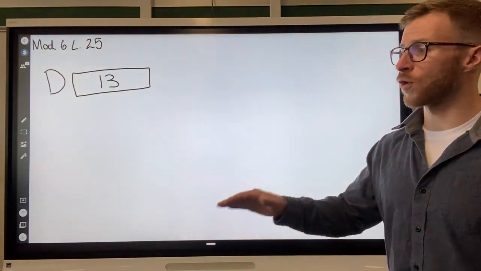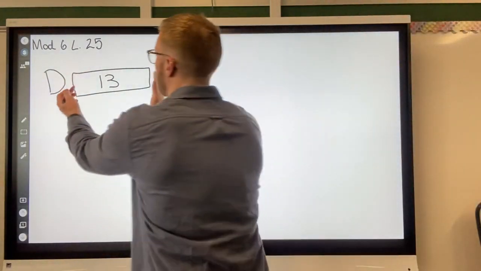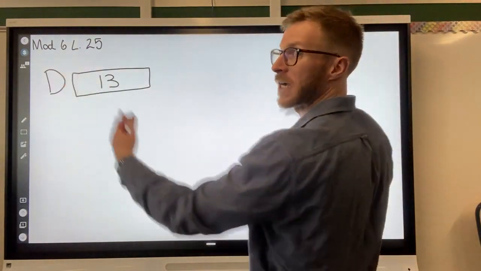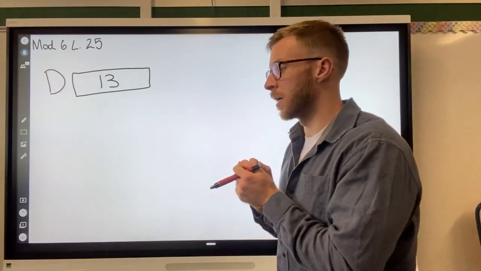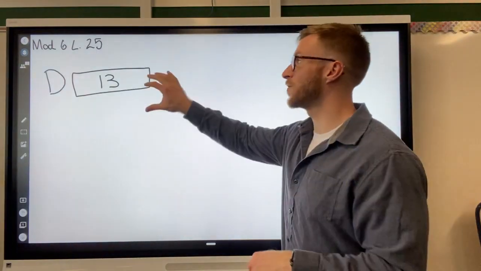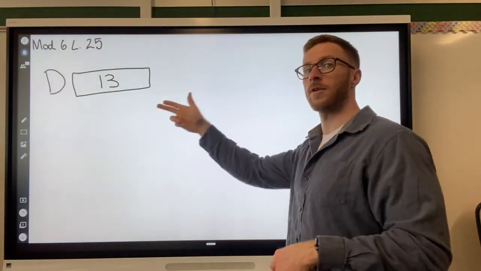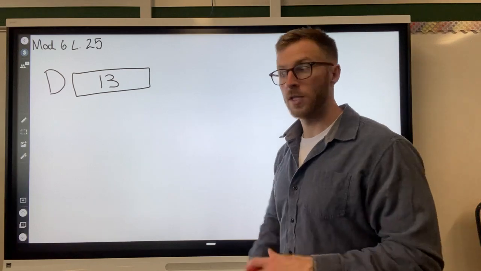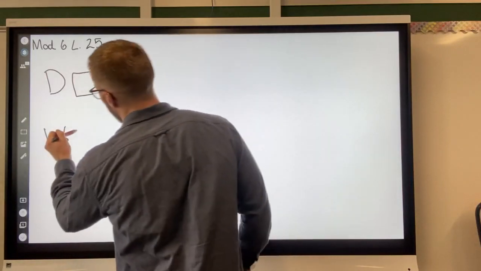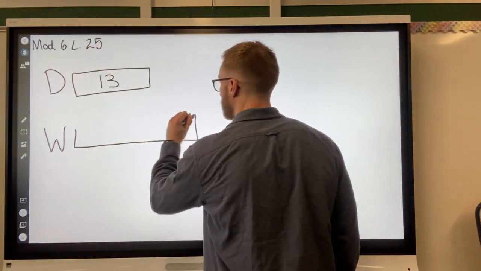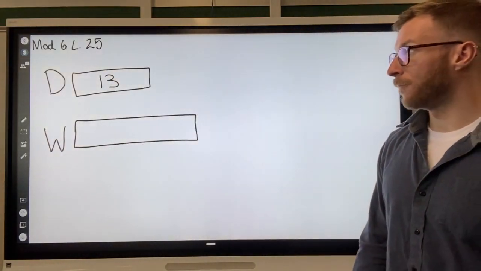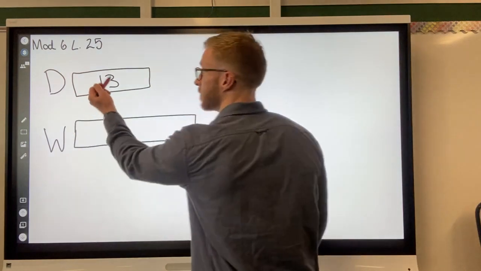Now it says that he has 4 fewer than Willie. So Darnell has the fewer amount. Now if I have more cards than Darnell, I'm going to have a bigger rectangle. If I have less cards than Darnell, I'm going to have a smaller rectangle. But it says Darnell has fewer cards than Willie. So is Willie's rectangle going to be bigger or smaller? It's going to be bigger because Willie has more. So we'll give a W for Willie. And then we will give him a bigger rectangle because Willie has more.